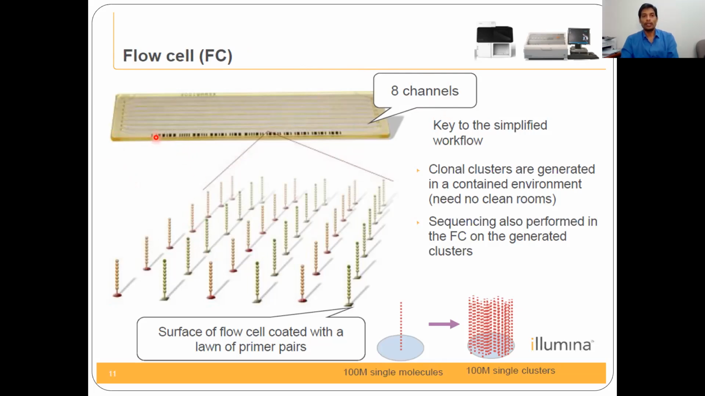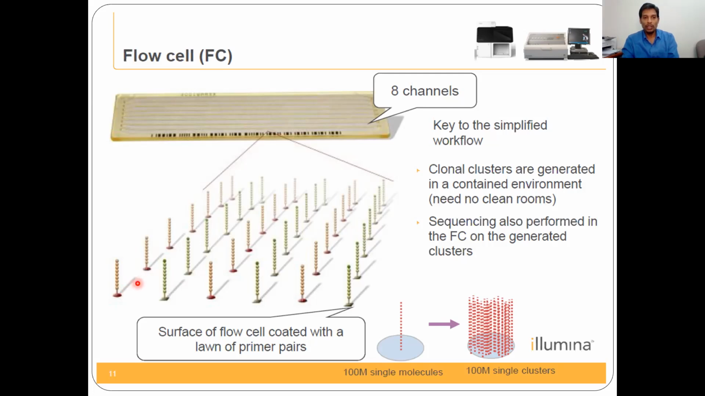And inside, if you zoom in microscopically, electron microscopically, because you will not see it with your naked eye, you can see these kinds of primers immobilized on the flow cell, in each channel. So millions of them, not just a few thousands or a few millions. They will be present as a lawn.